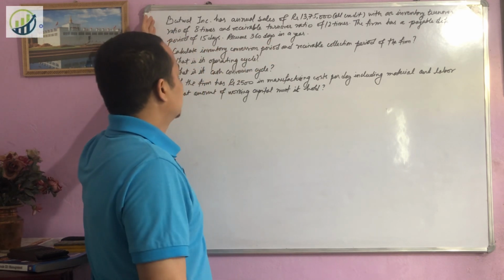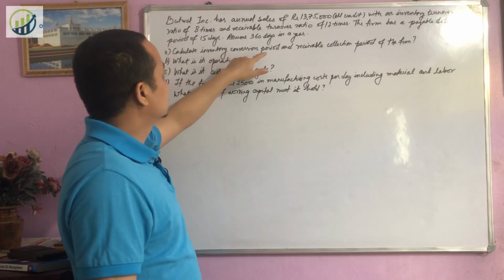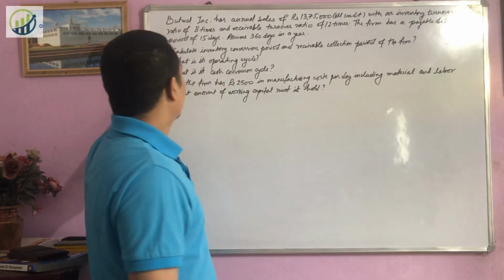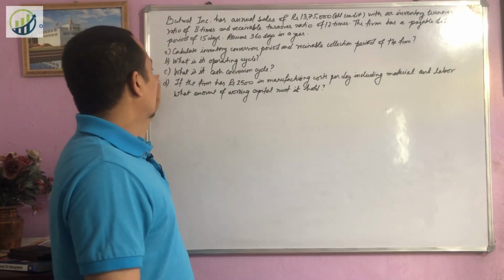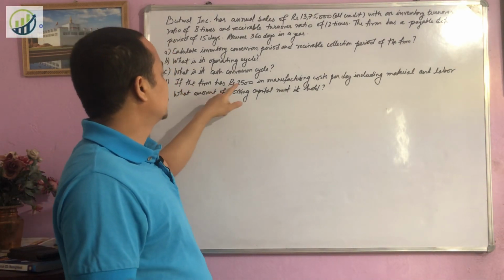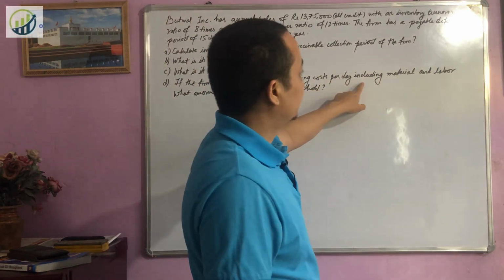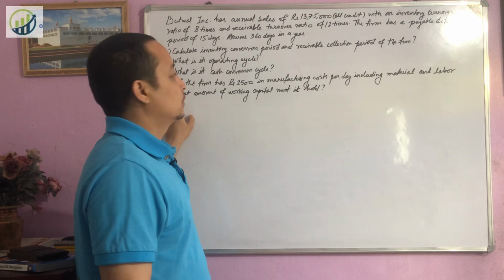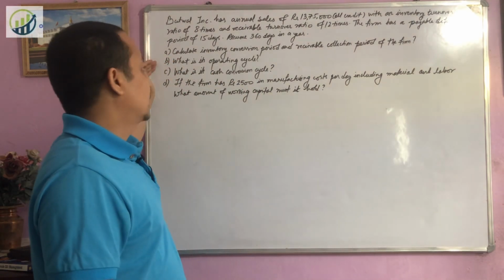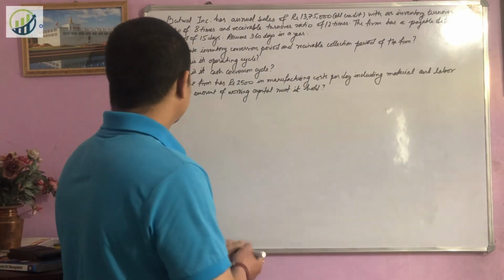So these are the information given here, and you have to calculate the inventory conversion period and receivable collection period of the firm. What is its operating cycle? What is its cash conversion cycle? And if the firm has rupees 2,500 in manufacturing cost per day, including material and labor, what amount of working capital must it hold? So these are the questions which you have to find from the given information. Now let's solve this problem.